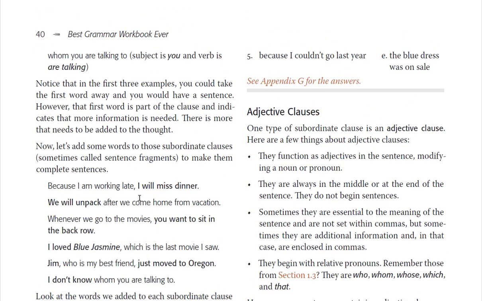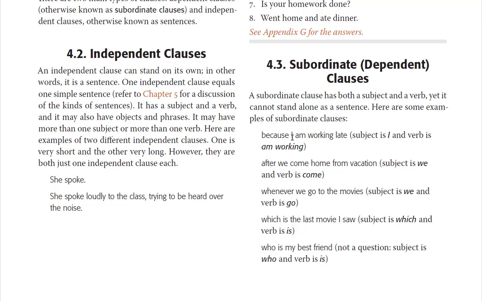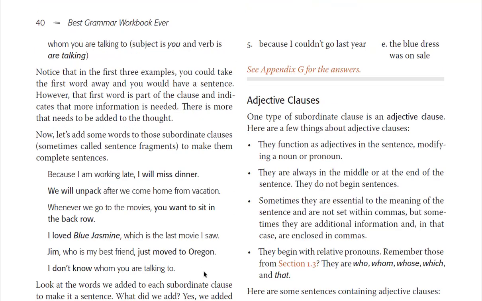So it's not complete. So notice that in the first three examples, you would take the first word away and you would have a sentence. So that means if I take away because, or after, whenever, which, or who, if I simply say I am working late, then you have an independent clause. As soon as you add in the word because, which is a subordinating conjunction, then suddenly it will become a dependent clause. So a dependent clause always starts with a subordinating conjunction.